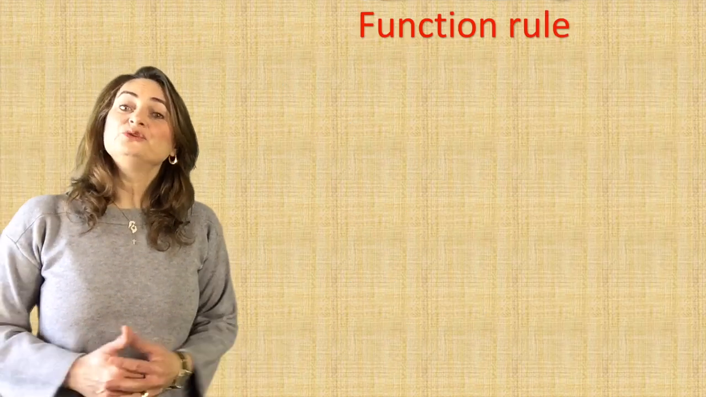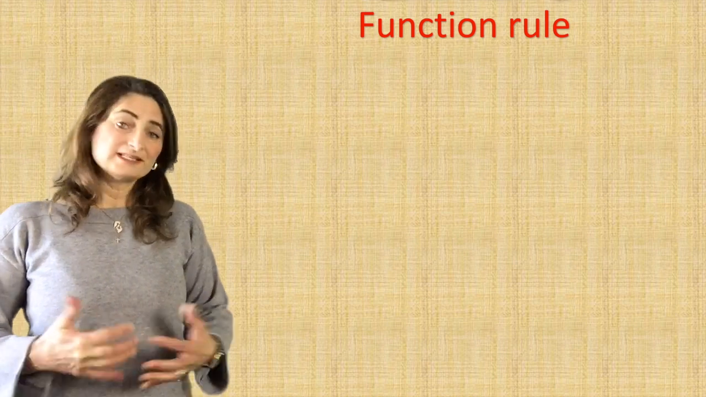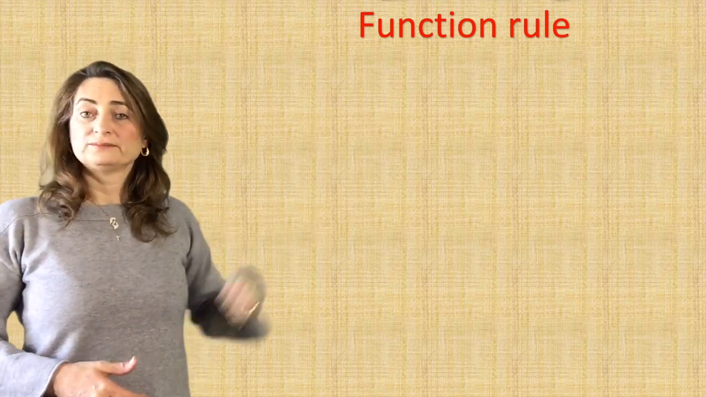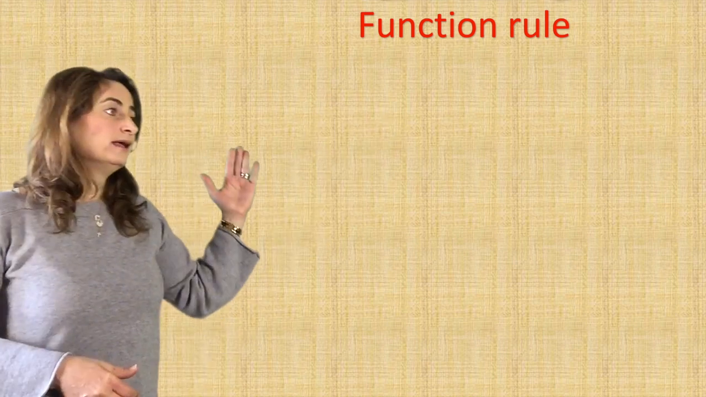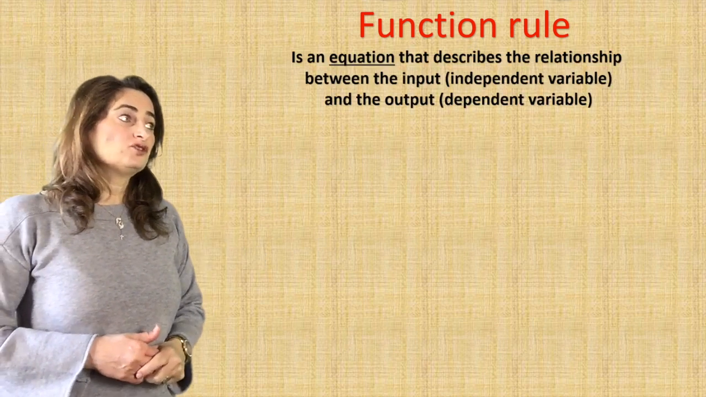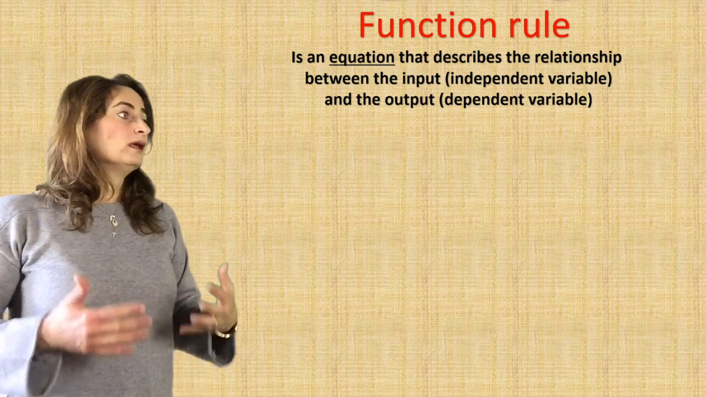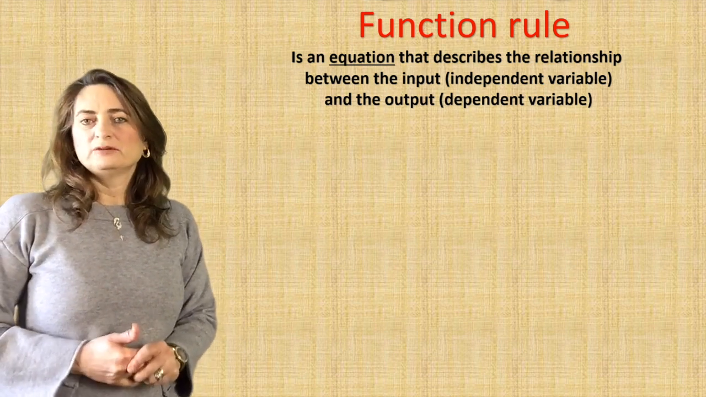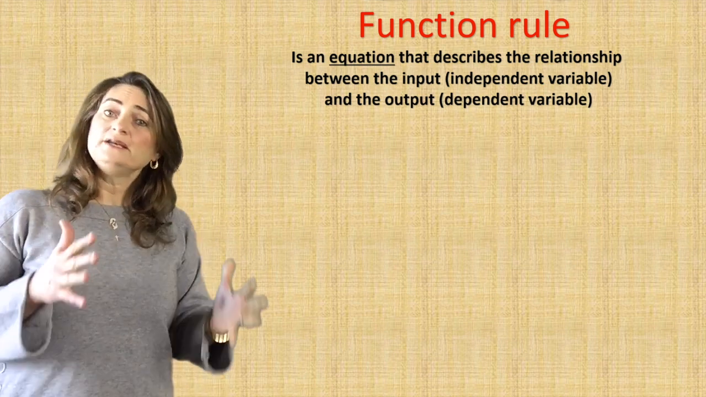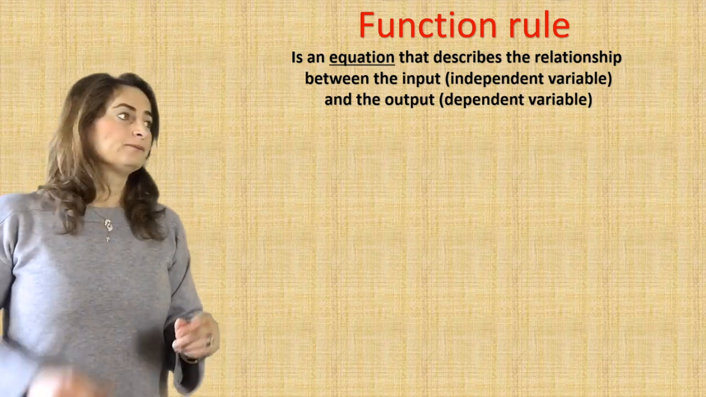Here's another new vocabulary word for you for this lesson. It's called function rule. What is a function rule? A function rule is an equation that describes the relation between the input, which is the independent variable, and the output, which is the dependent variable. So a function that relates the x and the y, or the input and the output.